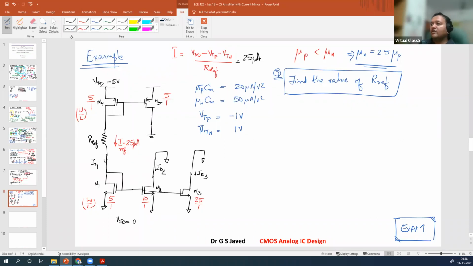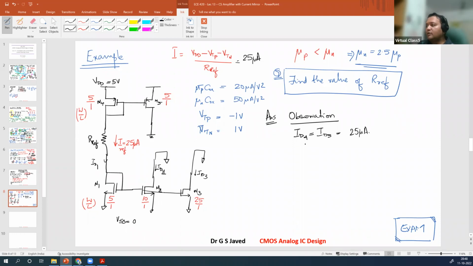Now, what information do we have? If you want to solve, what is your observation that is present? First observation is the current through 4 and 5 is going to be the same. So ID4 is equal to ID5. Why is that equal? The W by L ratio of both these devices are the same. It is 5:1. So whatever current is flowing through ID4 will flow through ID5. And how much is that? 25 microampere.